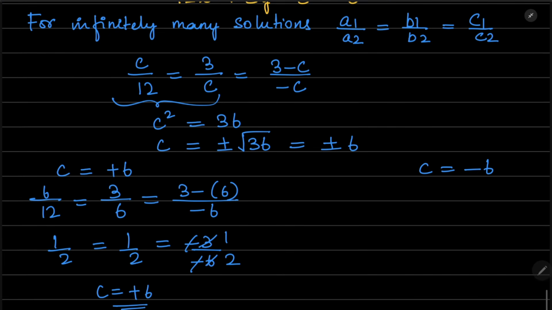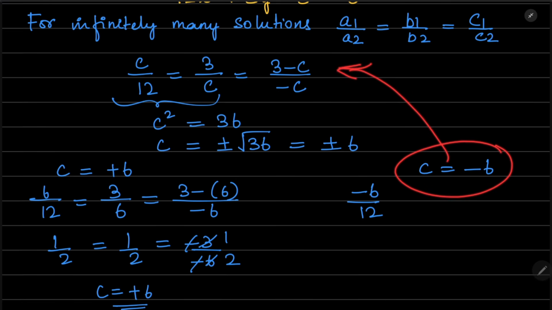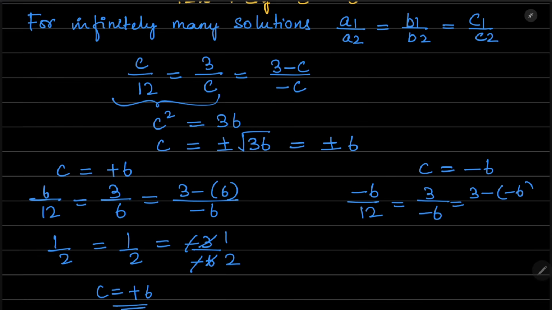But if you take c equal to minus 6, what do you get? Minus 6 by 12. I am just replacing c equal to minus 6 in the given system of linear equations and the ratios. Okay, equal to 3 divided by minus 6 equal to 3 minus of minus 6 divided by minus of minus 6. Right? So 6 ones are 6. So what do you get? Minus 1 by 2 is equal to minus 1 by 2 should be equal to minus 1 by 2. But what are we getting? 3. If you open the bracket, minus into minus is plus. So 3 plus 6 is 9 by 6.